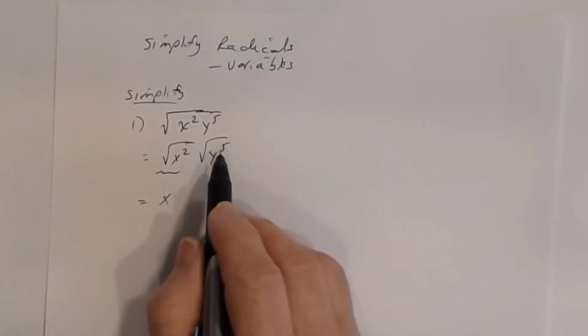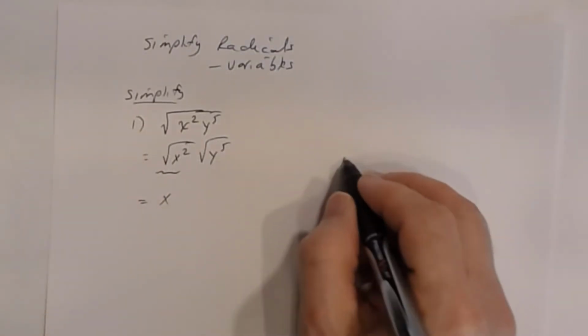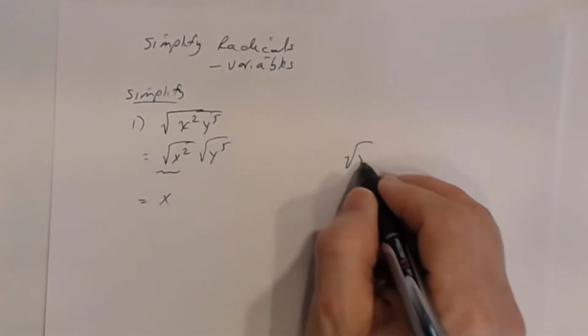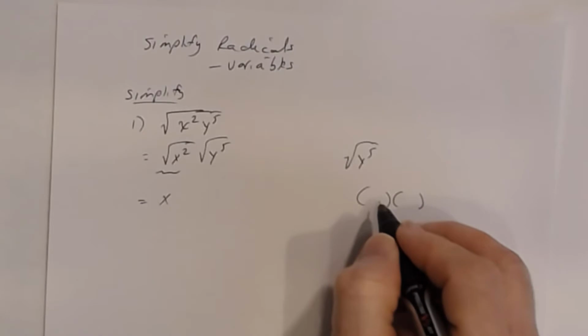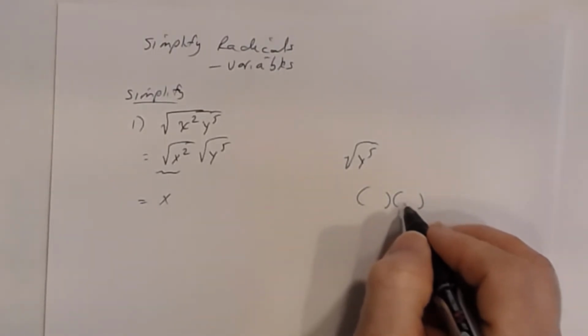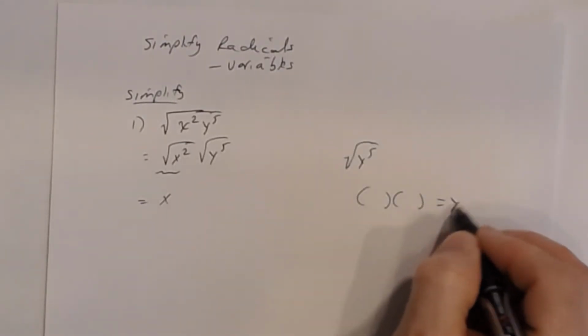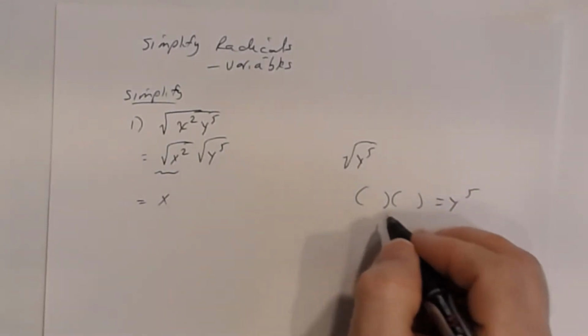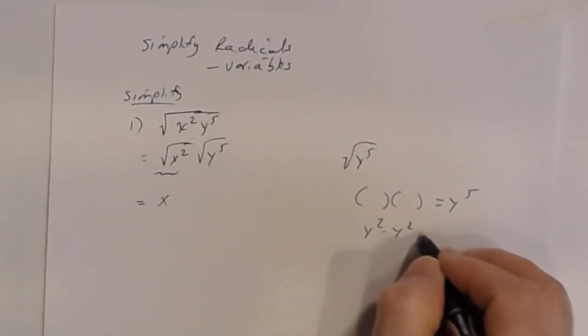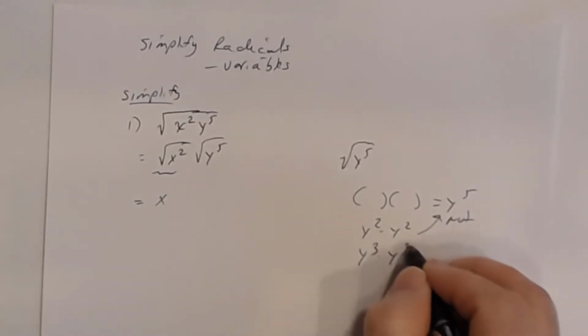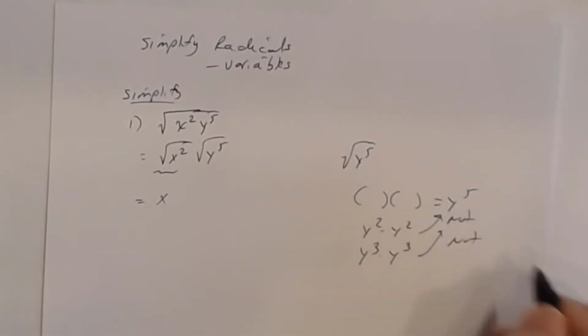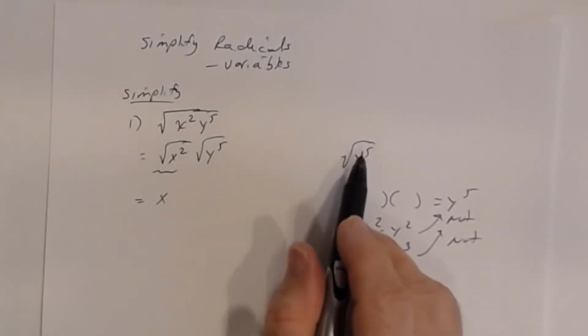But here's the problem. If we look at the square root of y to the fifth, that's not a nice one because there is no expression times itself that is y to the fifth. Think about it: y squared times y squared is not y to the fifth. Y cubed times y cubed is not y to the fifth. So you've got to think about this in a different way.